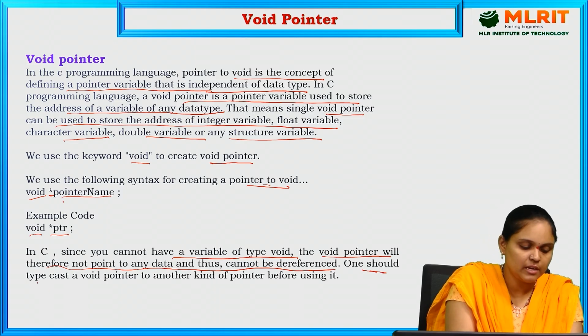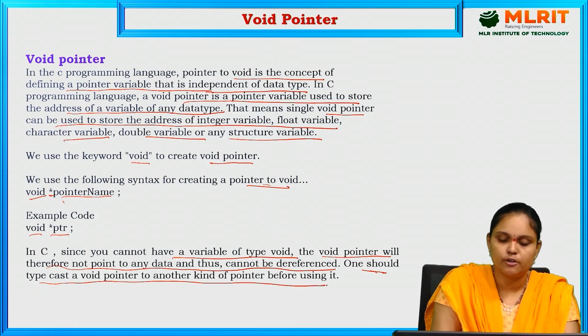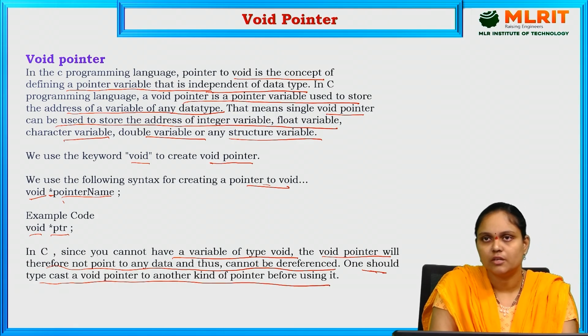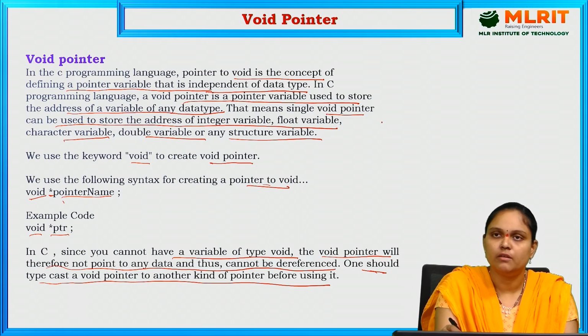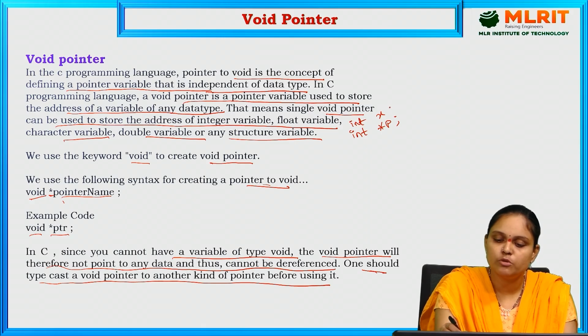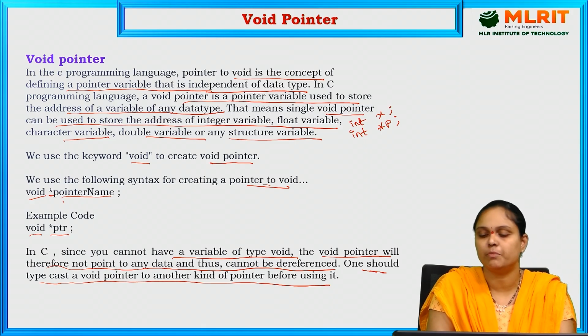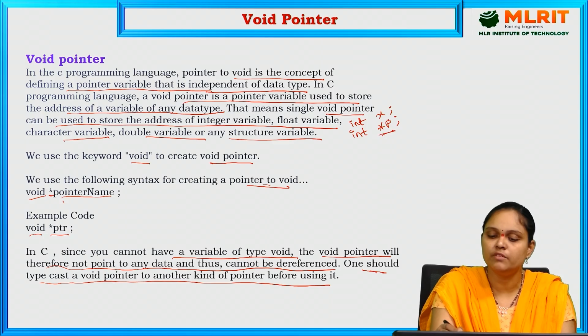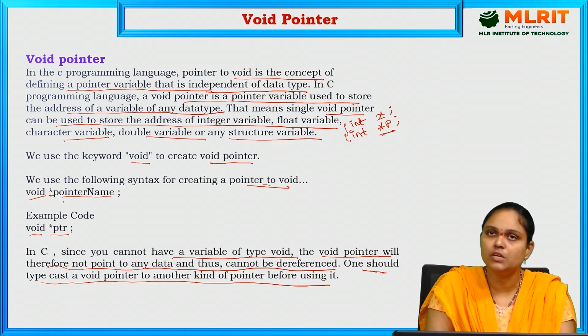One should typecast a void pointer to another kind of pointer before using it. As we discussed, the pointer variable that we are using and the address that you want to store should be of the same data type. The pointer variable stores the address of x, so those two should be of the same data type.